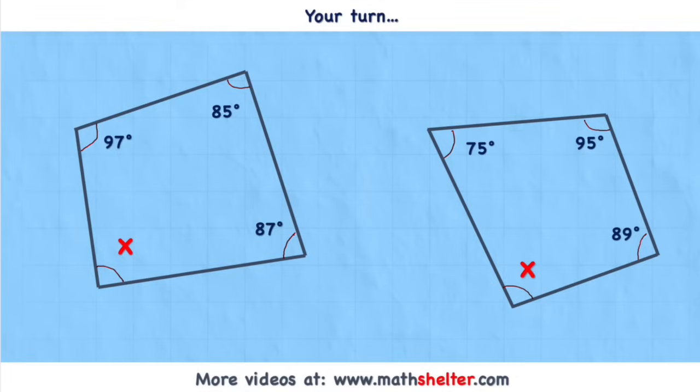Have a go at solving the X value of these two missing angles. Use what we've just learnt about understanding that all the angles inside a quadrilateral have to equal 360 degrees. Press pause on the video now. Good luck. And there you go.